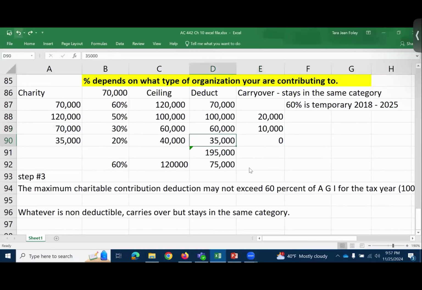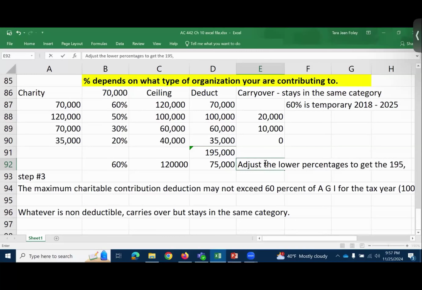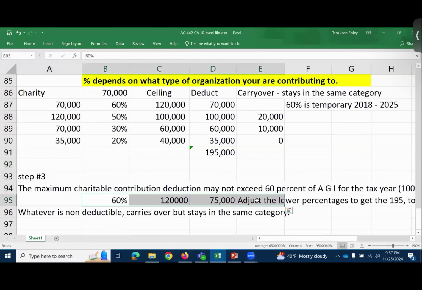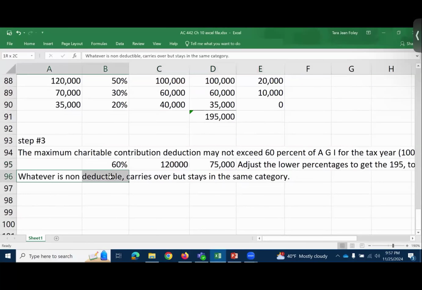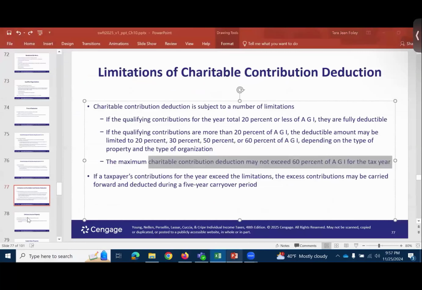Okay. And I would say adjust the lower percentages to get the 195 to 120. Okay. That's what that amount is there, right? Whatever is not deductible carries over but stays in the same category.